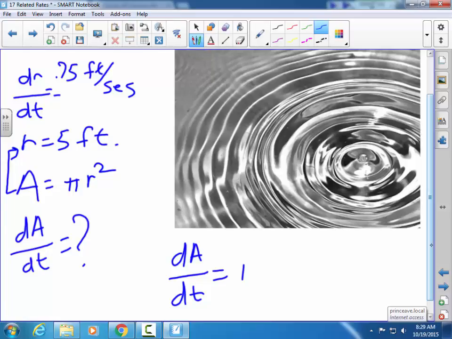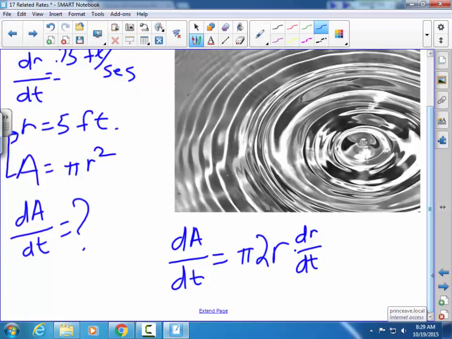Pi 2r. Wouldn't it be dr dt? Do we need dr dt there, people? Think so? It's implicit differentiation. Everything is derivatives taken with respect to time. And now it becomes a 7th grade math problem. We plug and chug.